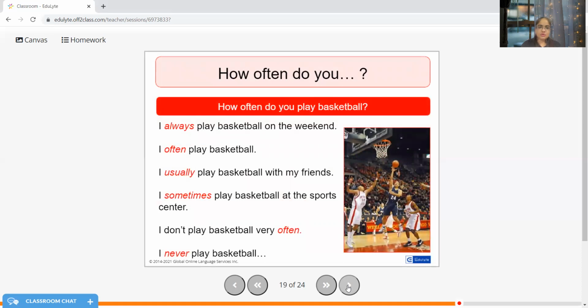So how often do you play basketball? You can pick the correct sentence from this. I always play basketball. I often play. I usually play. I sometimes play. I don't play basketball very often, and I never play basketball. So whatever your answer is in context to the game basketball, do share with us in the comments box below.